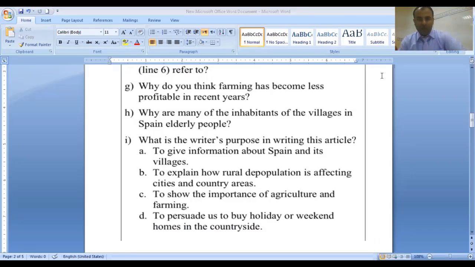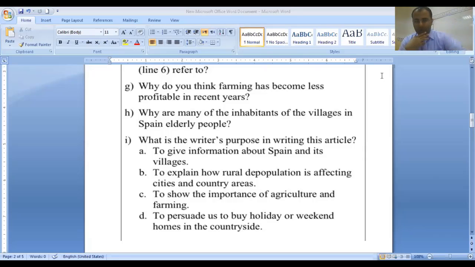Farming is less profitable. They are not getting enough money. So they leave these farms and go to the city to look for better jobs and better paid jobs, better money, big salaries.